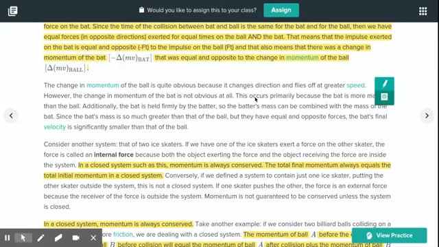Let's think about something else. Consider another system, that of two ice skaters. If we have one of the ice skaters exert a force on the other skater, the force is called an internal force because both the object exerting the force and the object receiving the force are inside the system. Here, we're talking about a closed system. So in a closed system, such as this, momentum is always conserved. The total final momentum is always equal to the total initial momentum in a closed system.